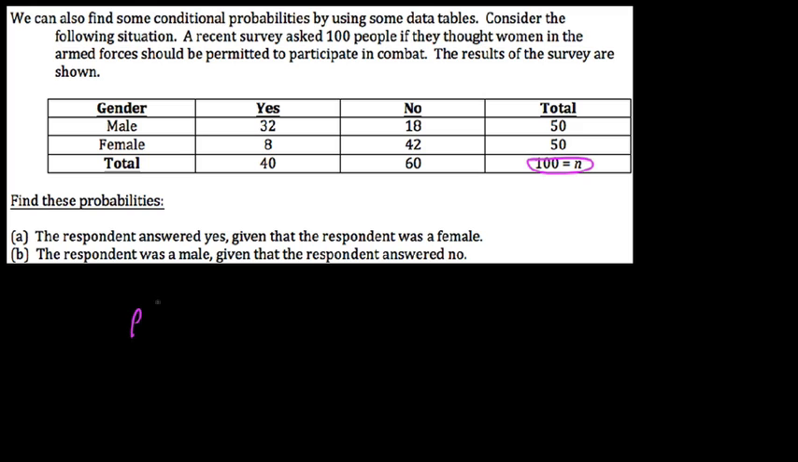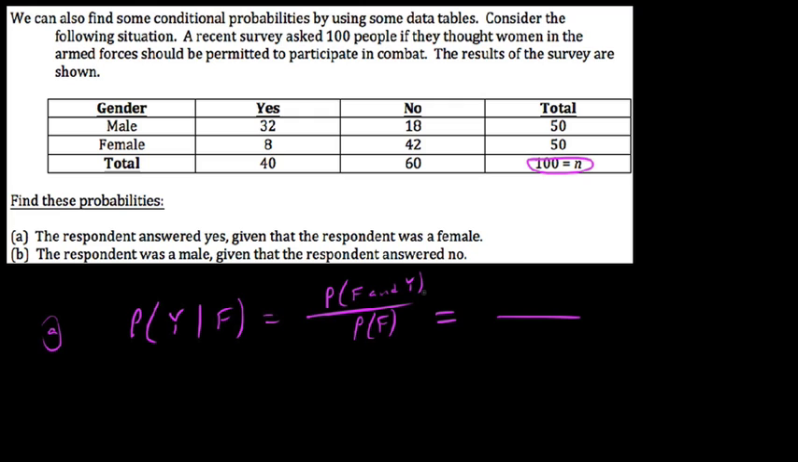So we say probability, okay, this is letter A. Probability that they answered yes, given that they were a female. So again, we'll twist this around. Say on top we have probability female and yes, or probability female because it was the first event. We end up with this. So we say female and yes. The interesting thing here is female and yes, that was the intersection of those two categories. We say 8 of them. So we say 8 out of 100 is this probability on the top.